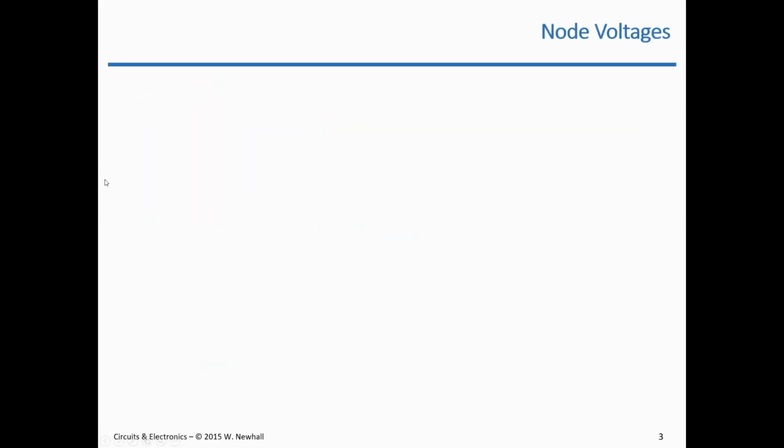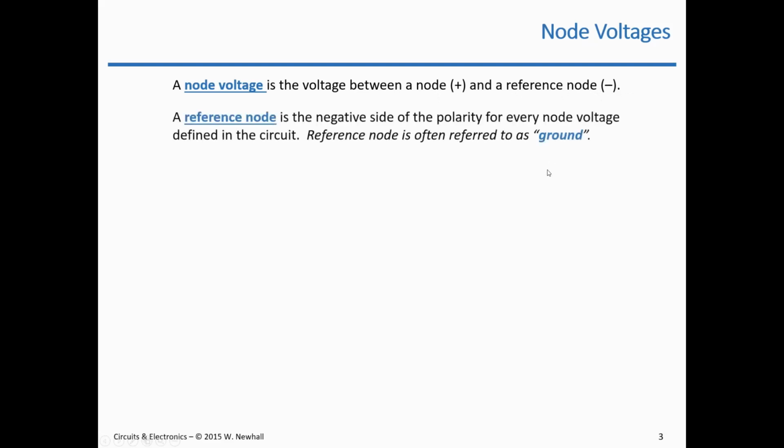So what I have to do is define a node voltage. A node voltage is the voltage between a node and a reference node, right? Voltages are always measured or defined between 2 points. So there's some node, and then there's another node we're going to call a reference node. The positive side of that voltage is at the node, and the reference node will have the negative sign. The reference node is the negative side of the polarity for every node voltage defined in the circuit.